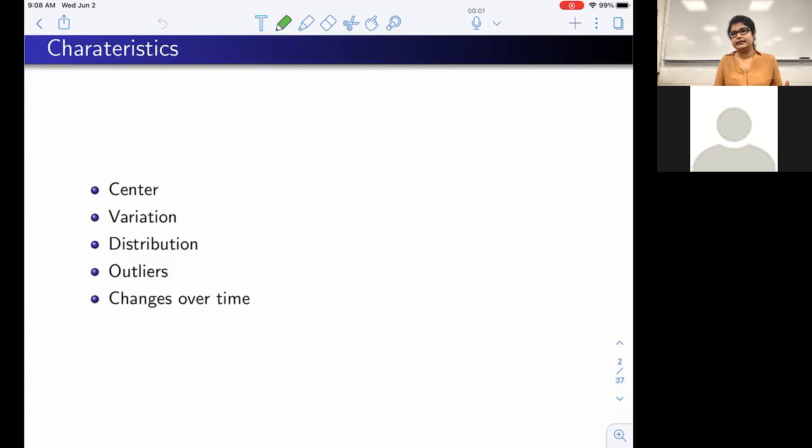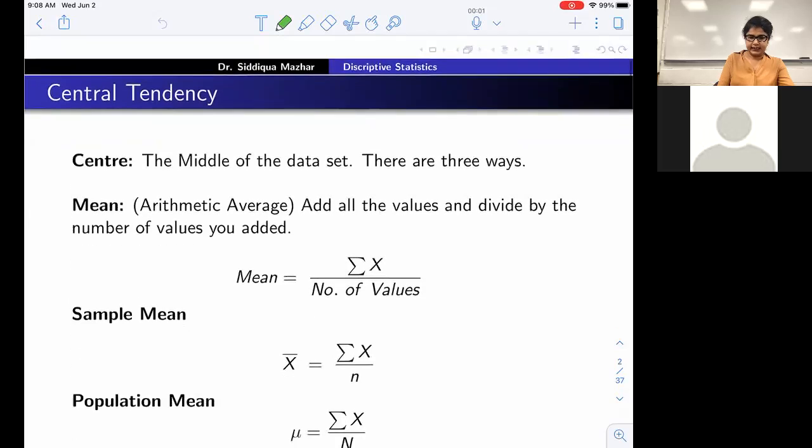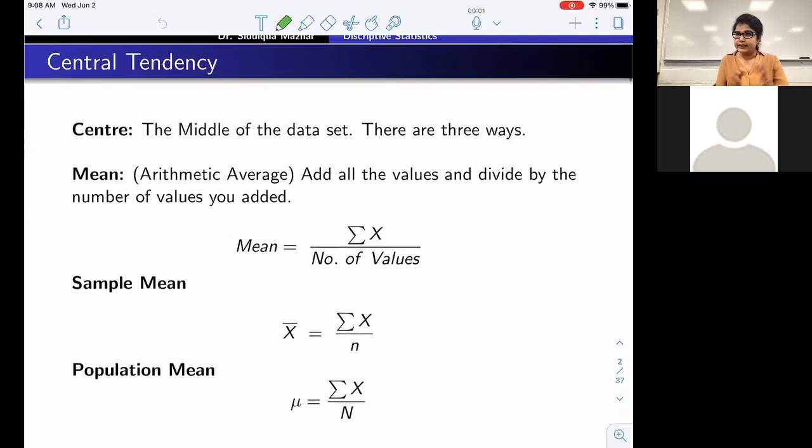So the first thing is center. Center means we will talk about central tendency. The data is given to you, and you need to find the center of the given data. Center means the middle of the data set that you have been given. There are three major ways we can use to find the center of a given data set, and I'm adding one more way, which is just the defining way.